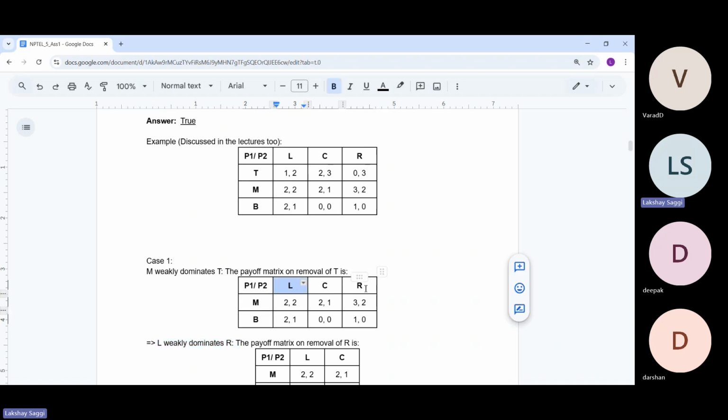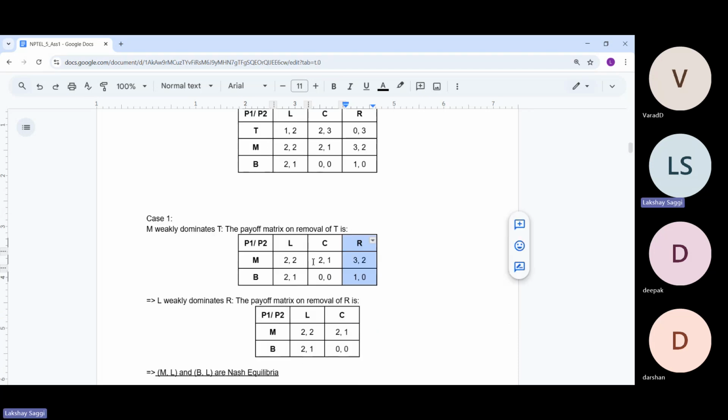And if L weakly dominates the strategy R, you can remove this strategy R, and the remaining payoff matrix will look just like this part. So this is the payoff matrix which we'll be left with. And now we can just try to identify the Nash equilibria in this 2 by 2 matrix. What I claim, similar to the case one arguments, is that here M, L and B, L will be Nash equilibria. Here there can be four possible strategies: ML, MC, BL, and BC. And I claim only ML and BL will be Nash equilibria in this.